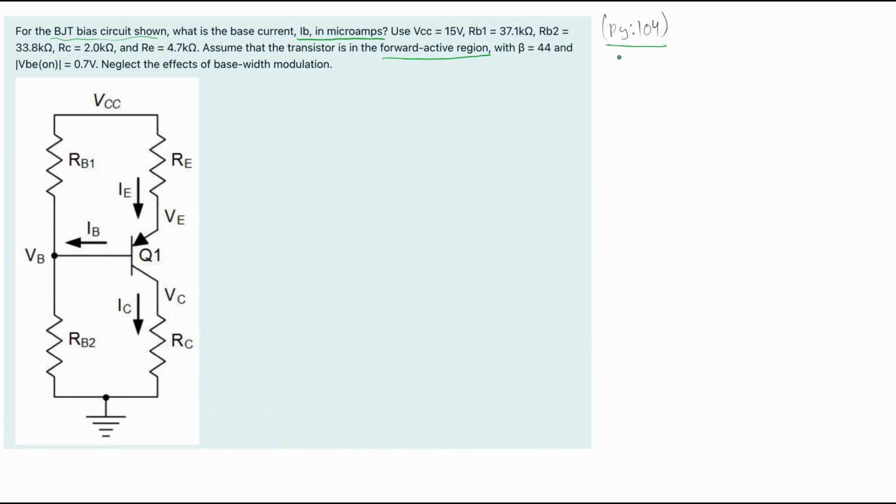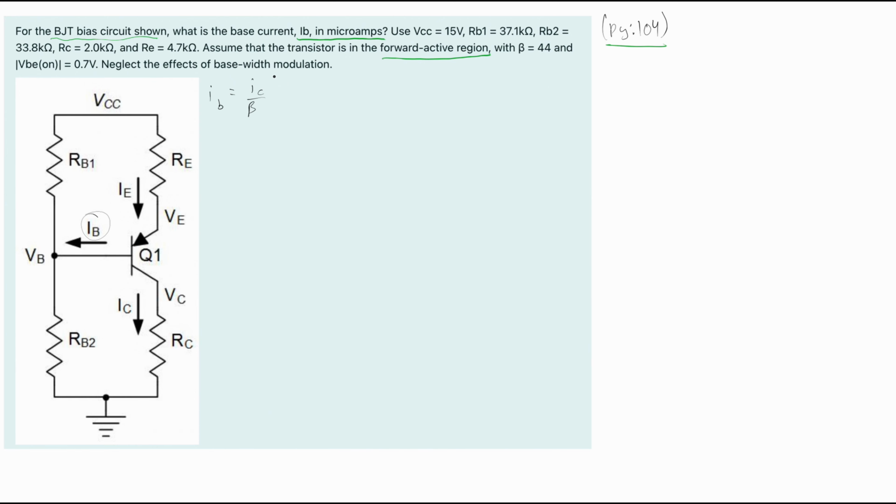do a Control or Command F and search the notes linked below the like button in the description for the actual equations for this. The equation that we're going to first start out with is that our IB, which is what we want to find, is equal to IC over beta.